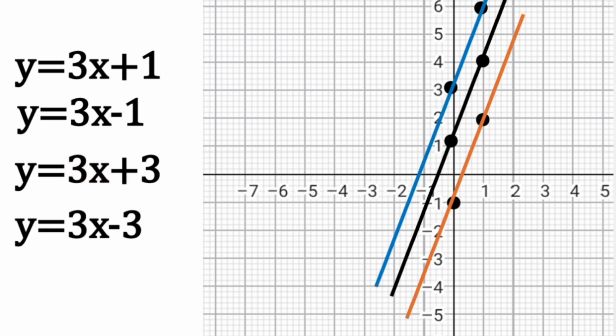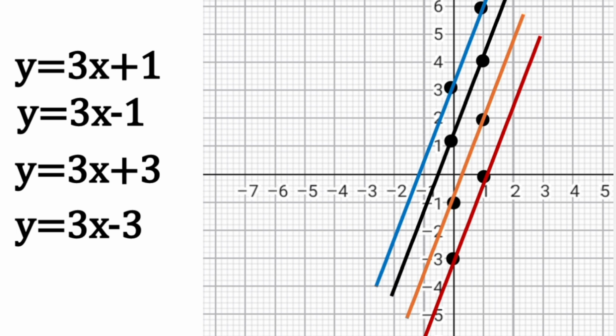If we have y equals 3x minus 3, our y-intercept is at (0, negative 3). So we have this point. If we go to the right 1 unit, we must go up 3 units: 1, 2, 3, and we have this point at (1, 0). Connecting these 2 points, we have this line y equals 3x minus 3.